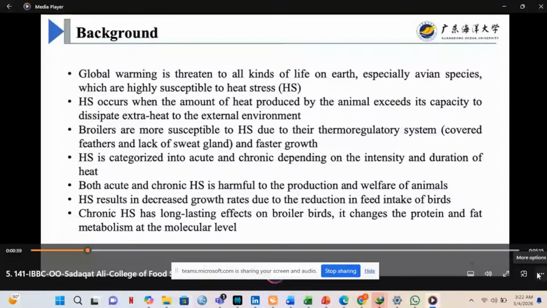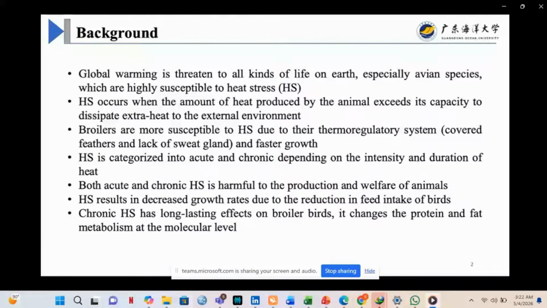This stress can be categorized into acute and chronic, depending on the intensity and duration of heat. Both acute and chronic stress are harmful to the production and welfare of animals. This stress results in a decreased growth rate due to the reduction in feed intake of birds. Chronic stress has a long-lasting effect on broilers as it changes protein and fat metabolism at the molecular level.